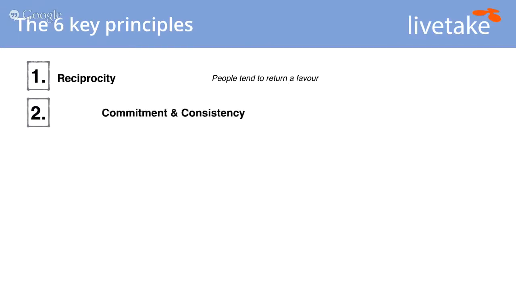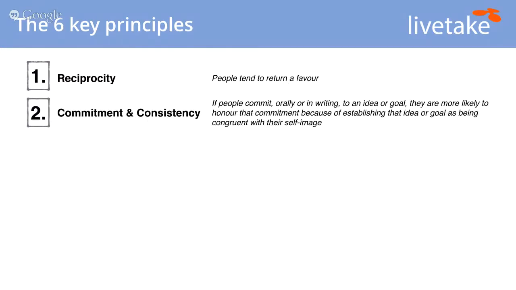Number 2 is commitment and consistency. So if people commit orally or in writing to an idea or goal, they are more likely to honor that commitment because of establishing that idea or goal as being congruent with their self-image. It's a lot of words, but what that boils down to is that if somebody says that they are a certain way, whether they are or not, if you go further on in that conversation and start bringing up things that either contradict that or support that, they're always going to go on the supporting side. They become entrenched with that statement.